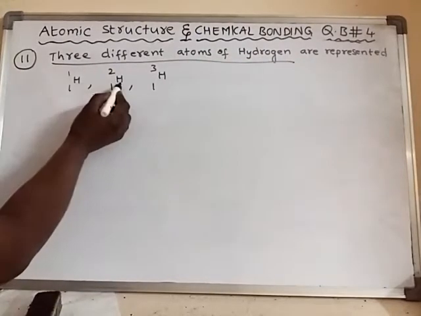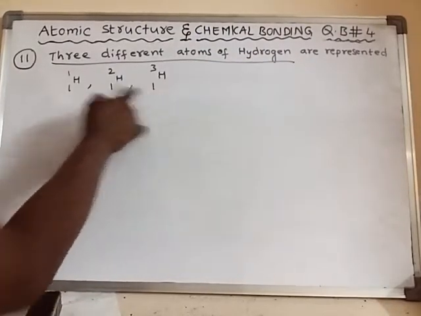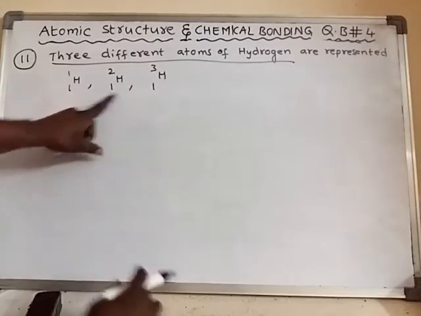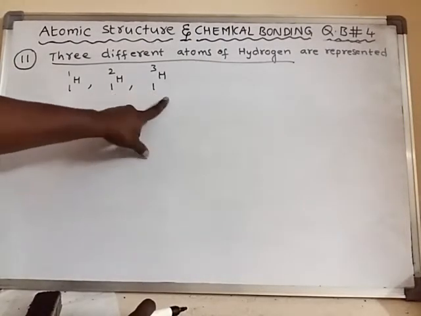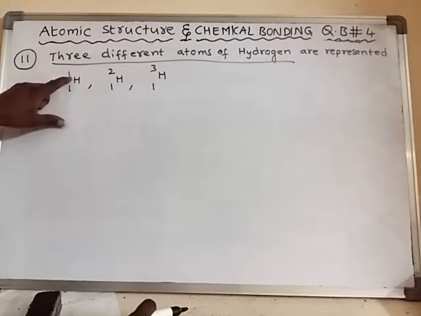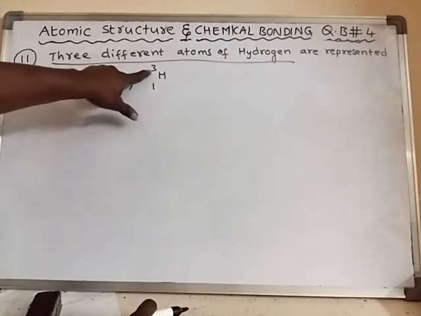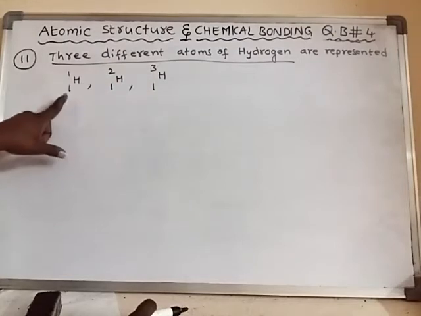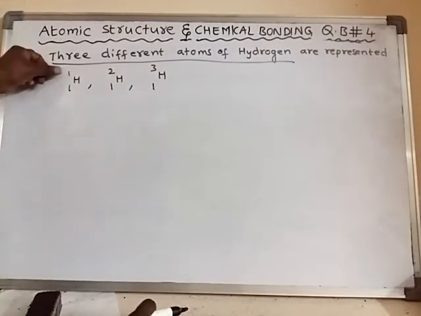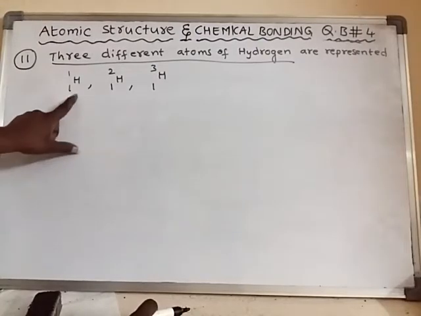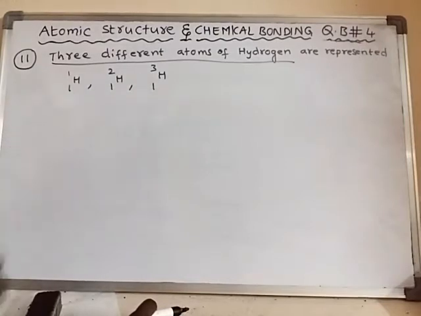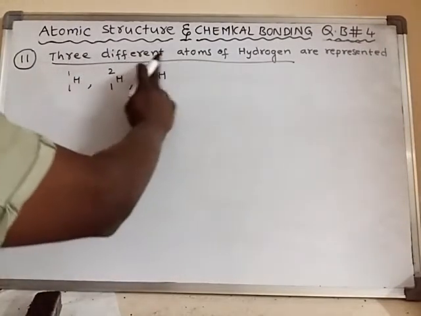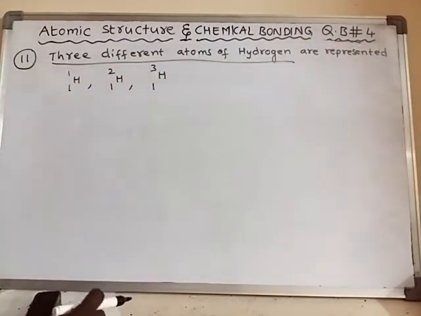So this is one atom of hydrogen, and these three are different. Why are they different atoms of hydrogen? All these are atoms of the element hydrogen only, but they differ in their atomic masses, that is, in their mass numbers. They have the same atomic number, but they differ in their mass numbers. Hence this atom is different from this atom, and this atom is different from the other two. So three different atoms of hydrogen are represented.